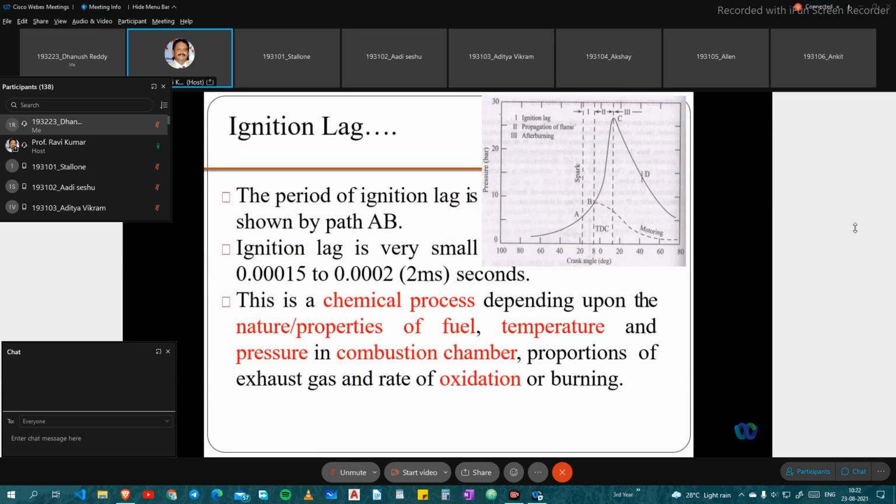of this combustion process. This is a chemical process depending upon the nature and properties of the fuel, the temperature and pressure in the combustion chamber, the proportions of exhaust gas, and the rate of oxidation of burning. We're talking about two-stroke engines, and in those also, we're going to have some exhaust gases left over inside the cylinder, and complete combustion may not be taking place. But here in a four-stroke cycle, we're going to have far less exhaust gas left over inside the cylinder.